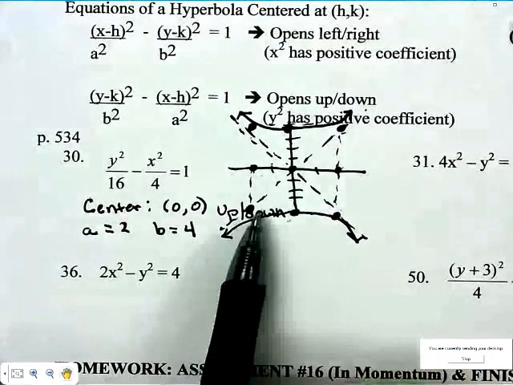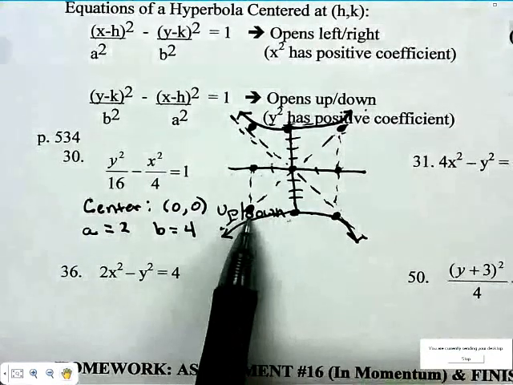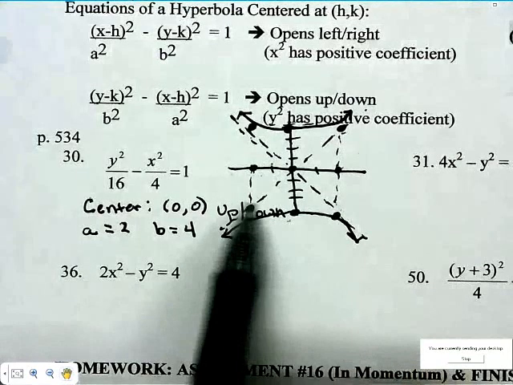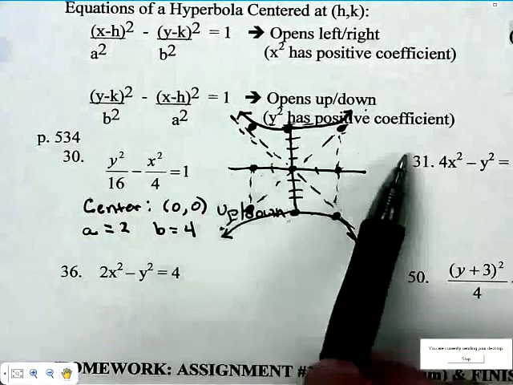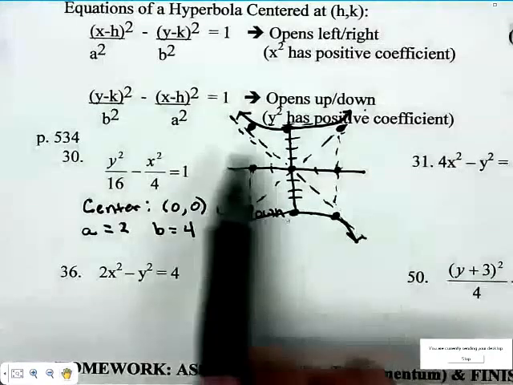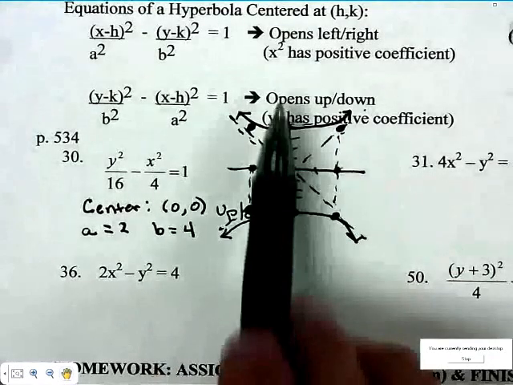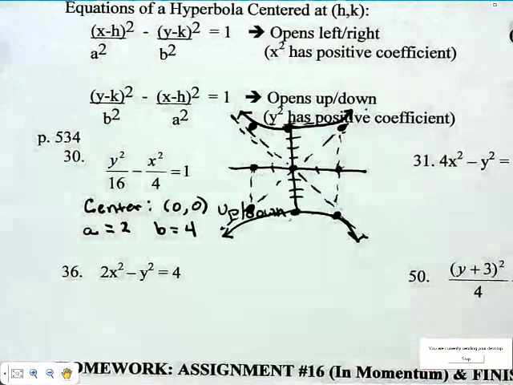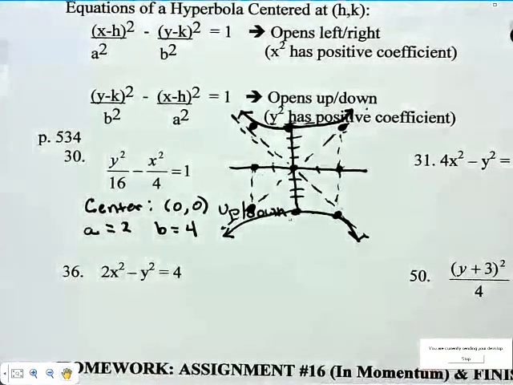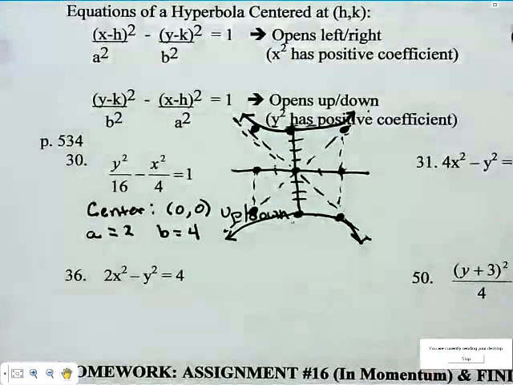By the way, if we had determined that this opened left and right, look up for just a second. If this opened left and right, it would be going through these 2 points on the x-axis rather than those 2 points on the y-axis. And we'll have an example of one of those. Any questions?